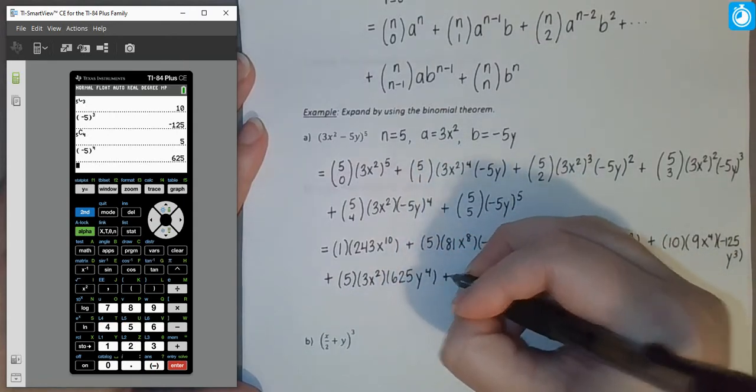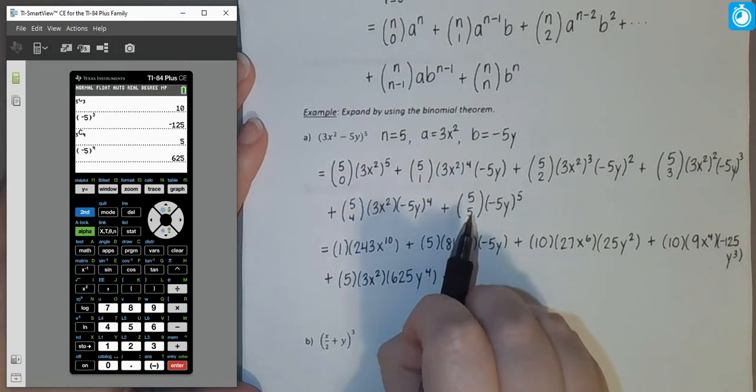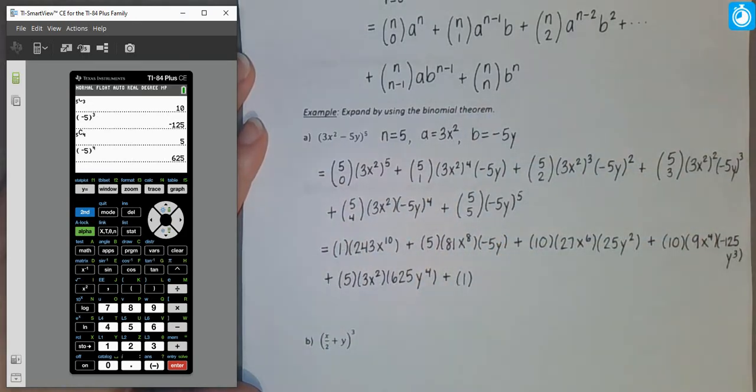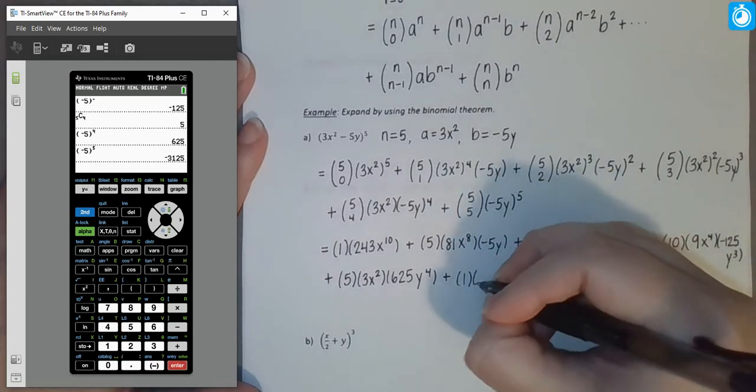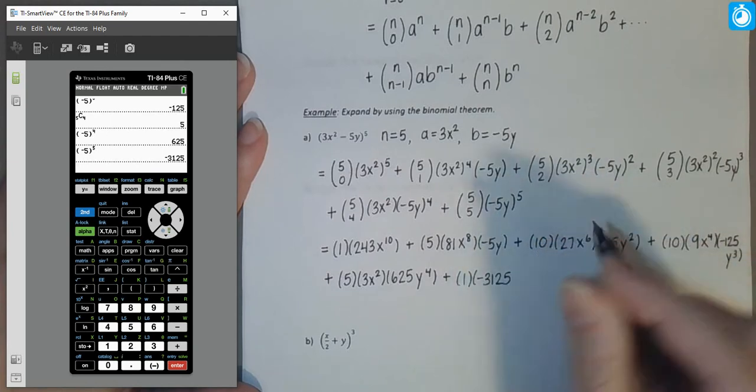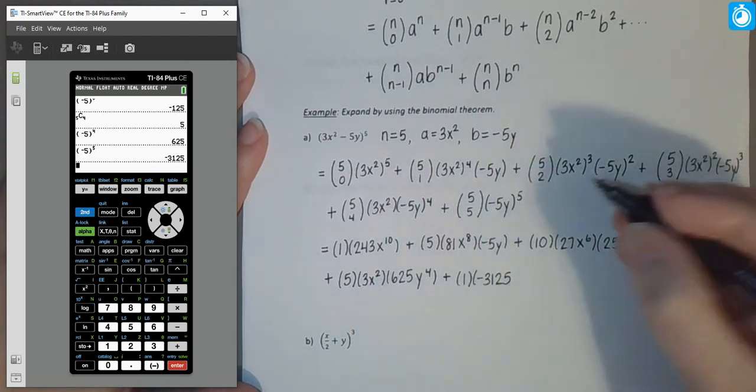And then our last term, 5 choose 5, which will give us a 1. And then we have negative 5 raised to the 5th power, which gives us negative 3,125. And then we have y to the 5th.